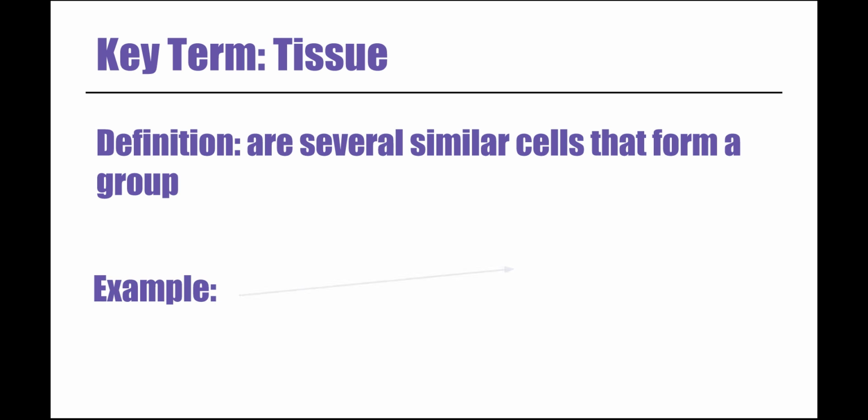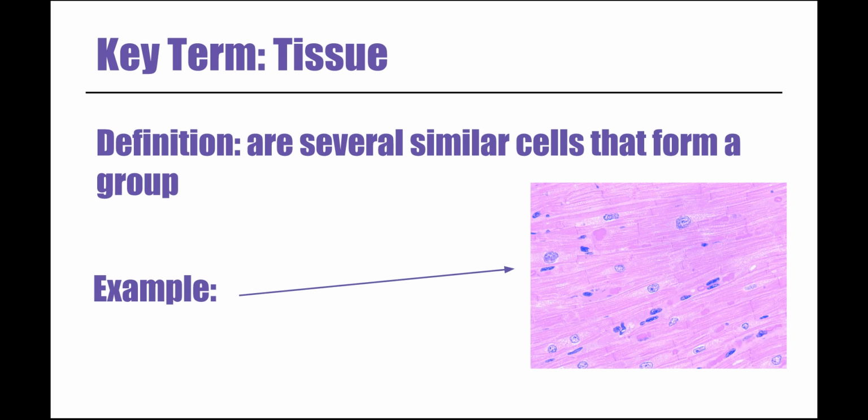Key term, tissue. In this slide, we are going to talk about the key term, tissue. A tissue is defined as several similar cells that form a group. Cells and tissues work together to do a specific job. In looking at the picture at the right, you can see muscle cells in the form of muscle tissue.